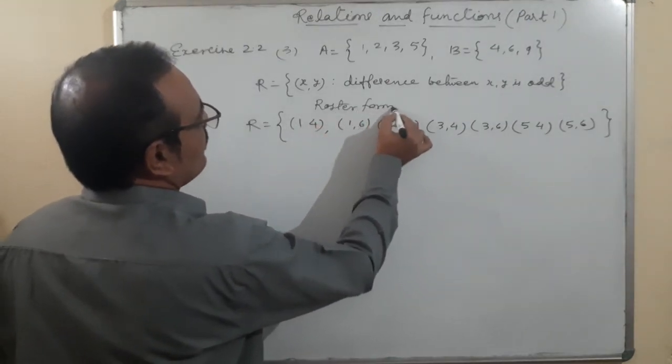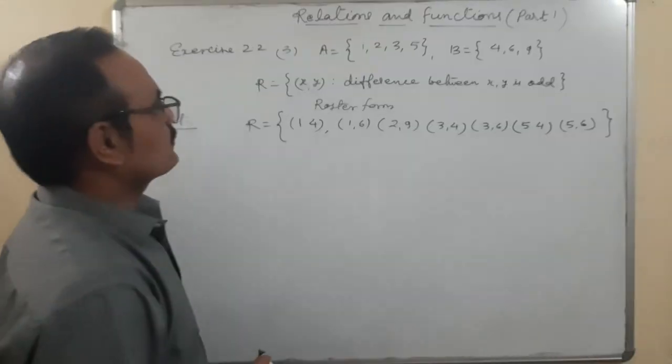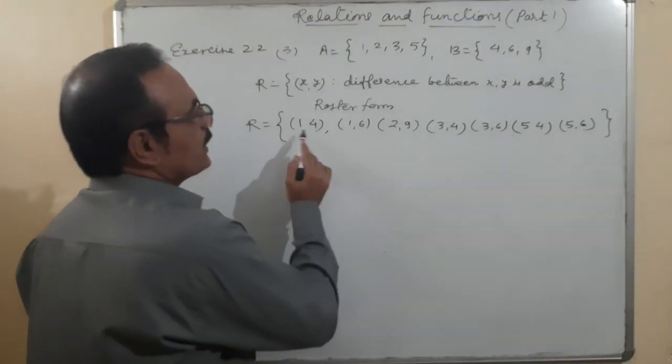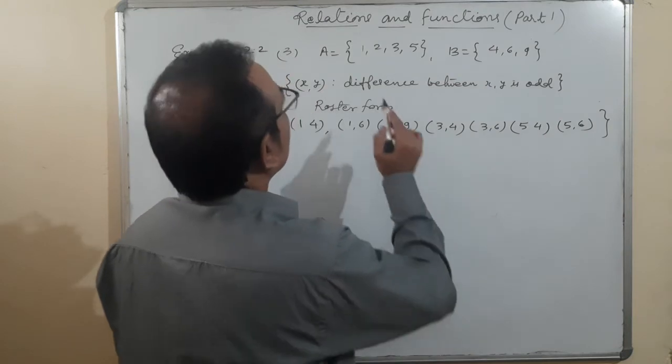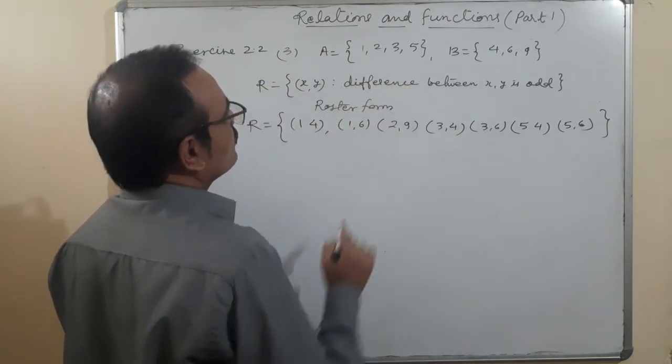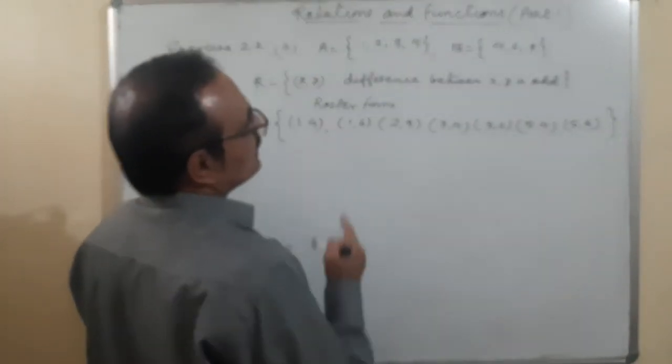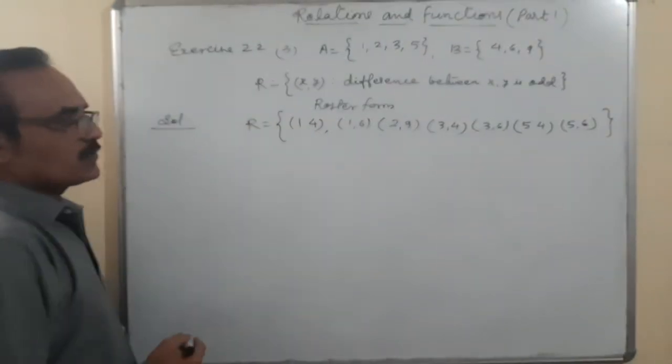So this is the roster form. That means the elements which are included: 1, 2, 3, 5 are all included here, and here 4, 6, 9 they are included. This is the roster form.